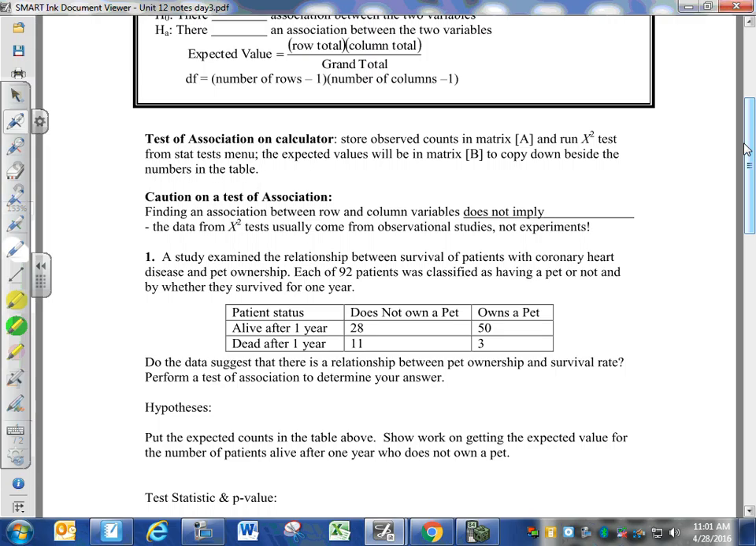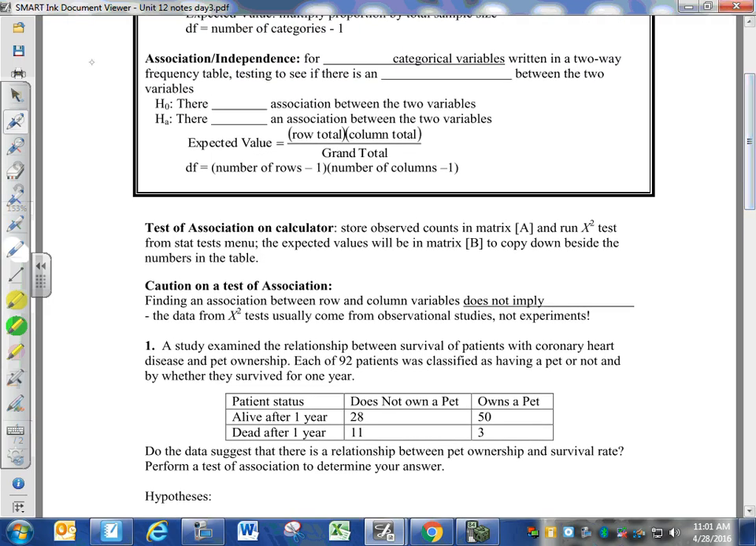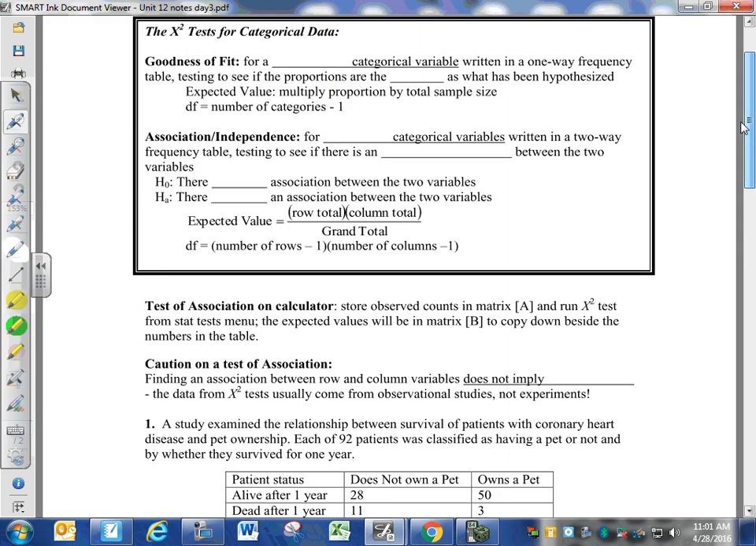Now, here's the key. Just like in the one-way table and the goodness of fit test, we need expected values. Now, the expected values are going to be a little bit different than how we did it. In the expected values of the previous goodness of fit test, we did kind of like proportions times totals. This time, it's going to be different. Our expected values are going to be like a weighted average. It comes from multiplying our row and our column totals, and dividing by the grand total, okay?